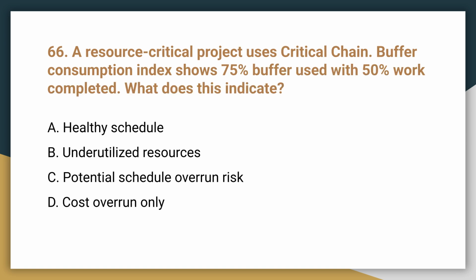Question 66. A resource-critical project uses critical chain. Buffer consumption index shows 75% buffer used with 50% work completed. What does this indicate? This indicates C. Potential schedule overrun risk. Buffer burn rate faster than work progress signals a risk of delay.